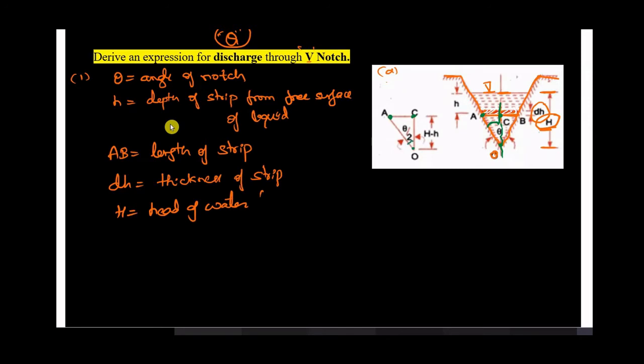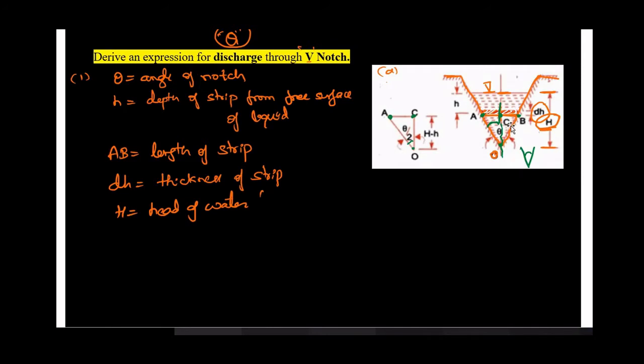So the angle will be theta by 2, because the total angle of this notch is theta. So we are considering only the half of this triangle. So it will be theta by 2. So the remaining triangle will be B point, C and O. B, C, O will be the other half of the triangle. Okay. Now we will derive an expression for this half triangular notch. Then I will multiply by 2, then I will get the total triangle, that is AOB.